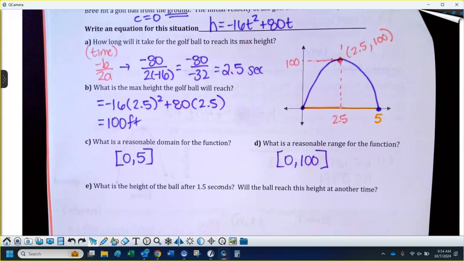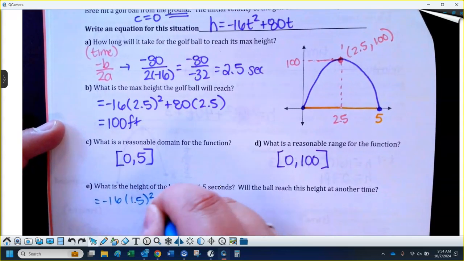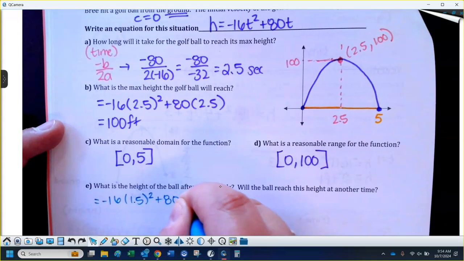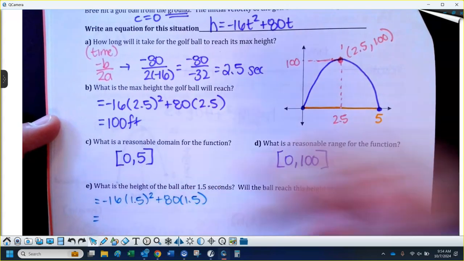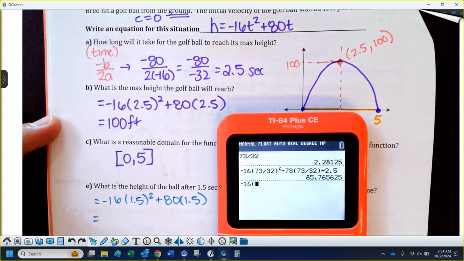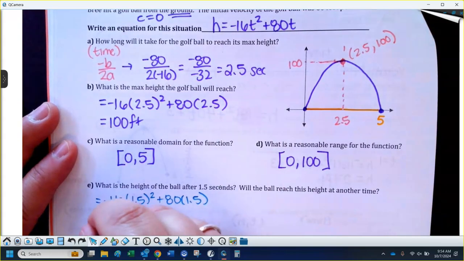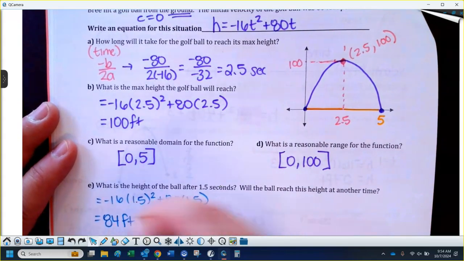Okay, now, how high up in the air is the ball after 1.5 seconds? So we're just going to plug this in. So I'm going to do negative 16 times 1.5, not forget to square it, plus 80 times 1.5. And I feel like this is a nice number, but I don't remember what it is. I'm just plugging in 1.5 everywhere I see a T for the time. I got 84. This would be in feet.